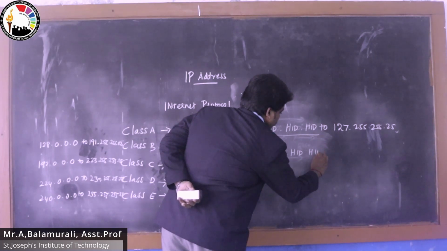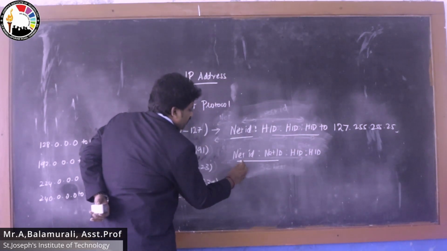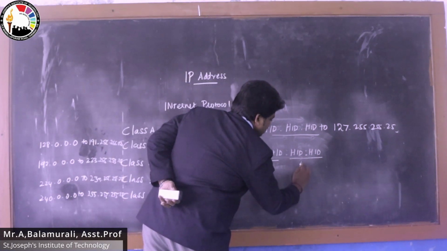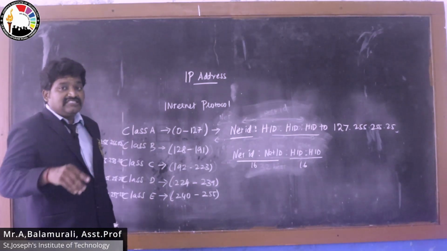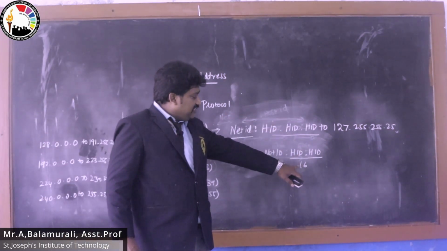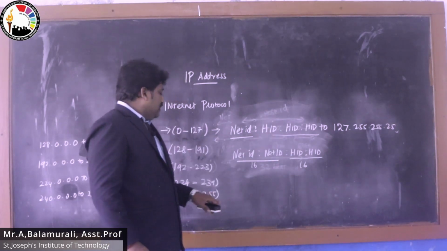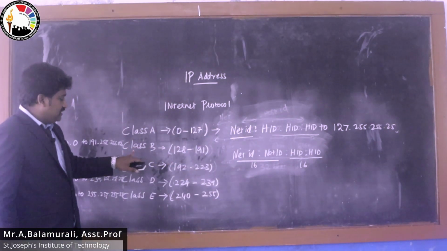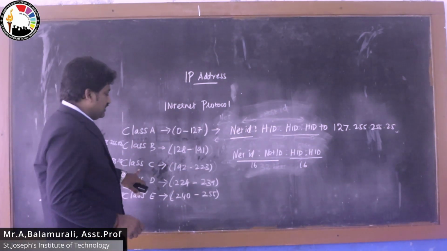Host ID. Okay, so this is the 16 bits and this one is the 16 bits. 2 power 16 network IDs we are going to create here, and 2 power 16 host IDs we are going to create here. So that is called the Class B ranges. And next one is the Class C ranges.